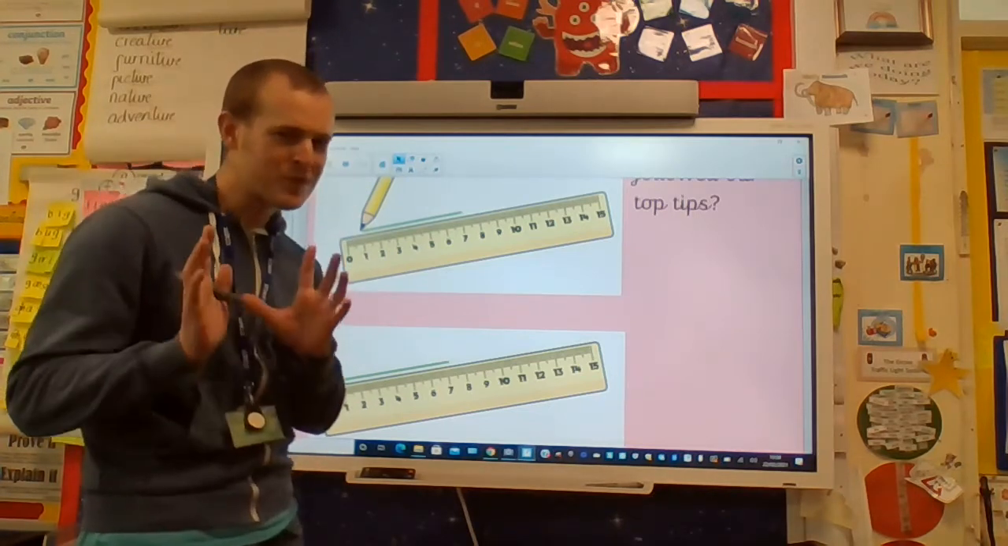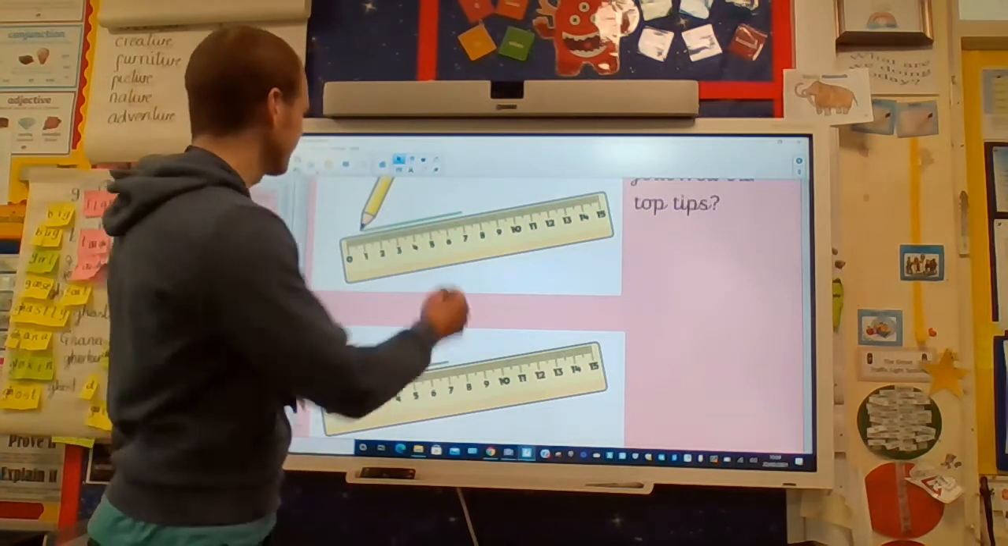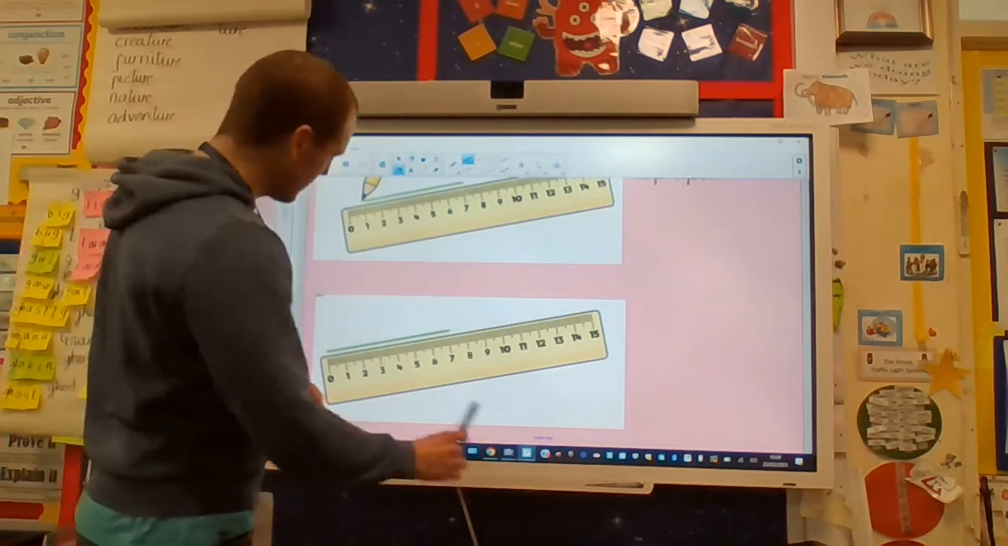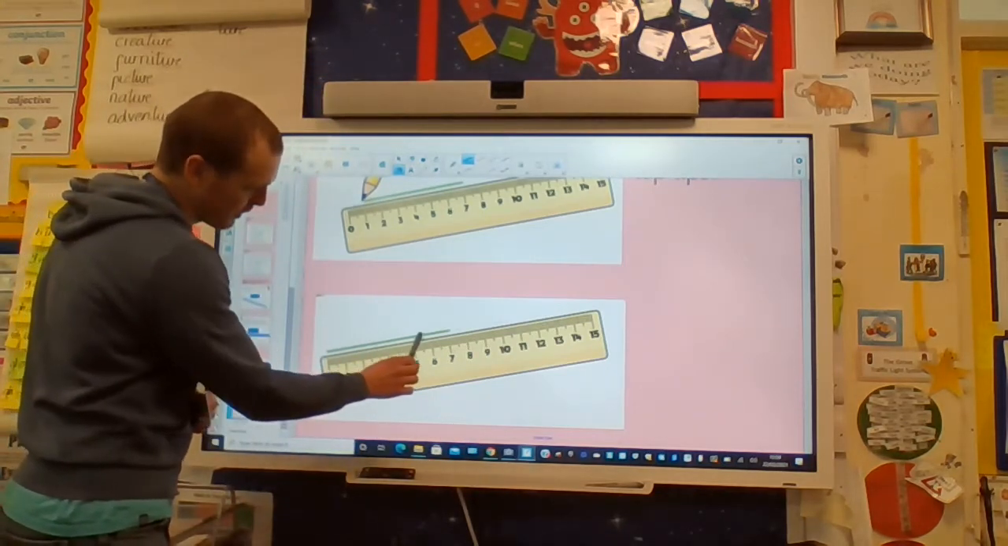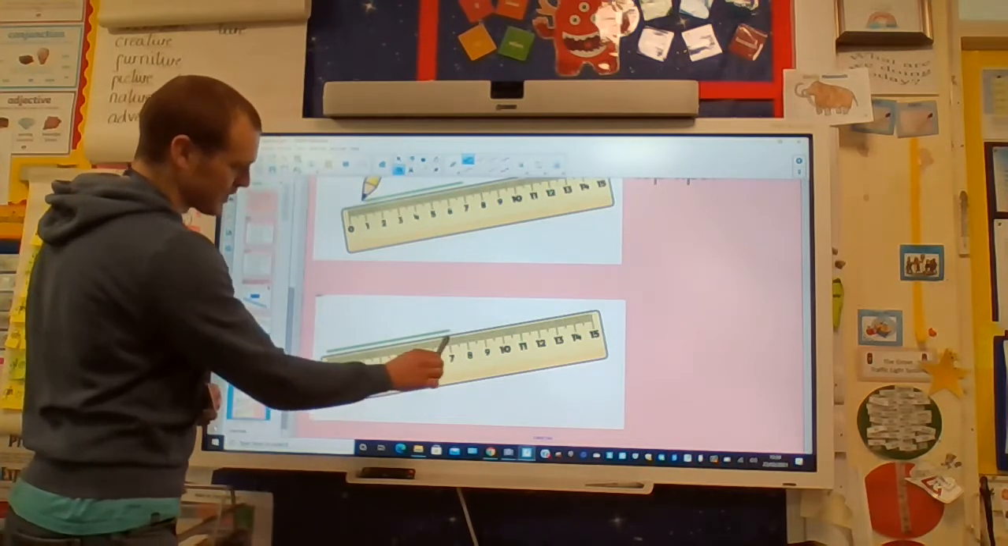I know that one of them definitely is 7 centimetres, but one of them definitely isn't. Let's look at this one here. She started correctly at 0, and she's gone all the way up and stopped at about 7. Okay, 7 centimetres long.